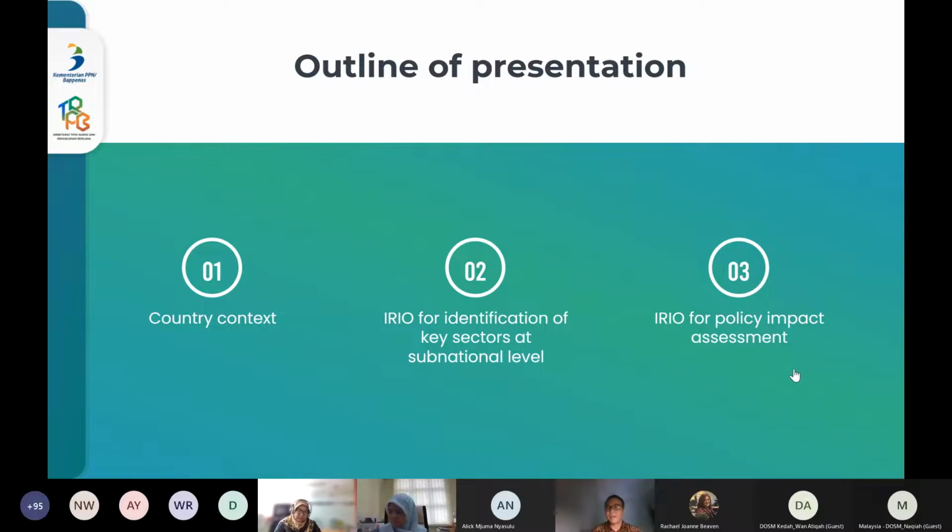So this is a lot of improvement in our new IRIO table. I will talk about three things here. The first one is country context, why IRIO is very important in our planning and policy formulation. The second one is the use of IRIO for identification of key sectors at subnational level. And the last one is the use of IRIO for policy impact assessment.